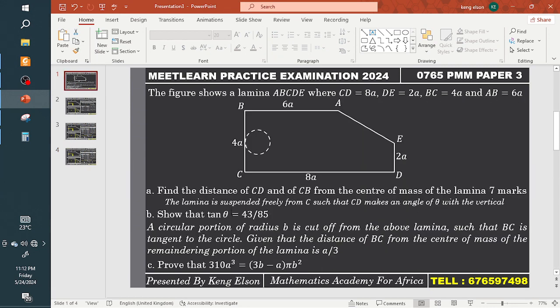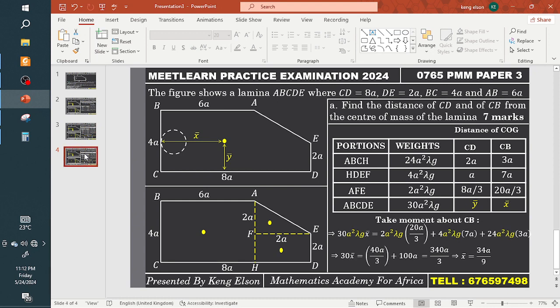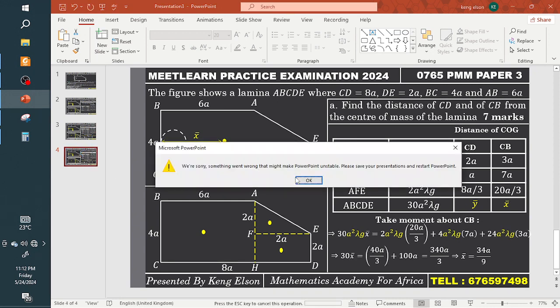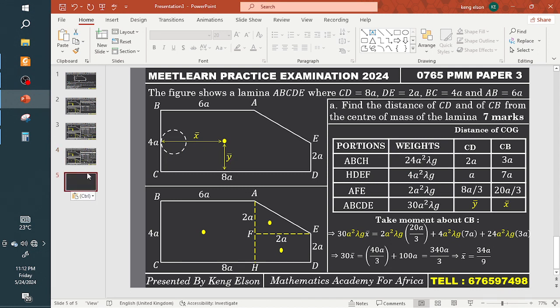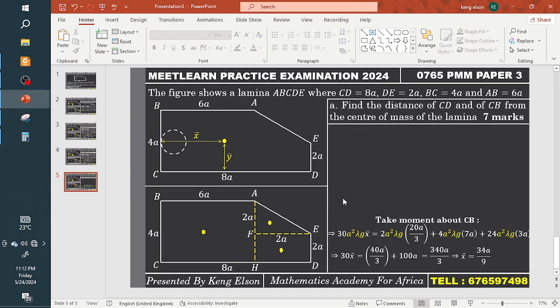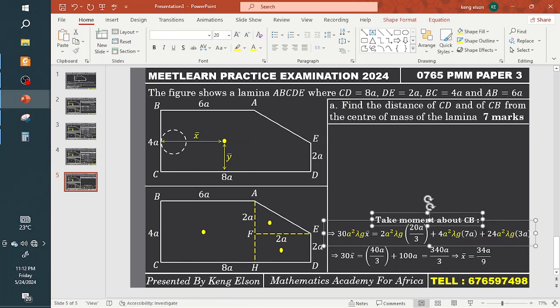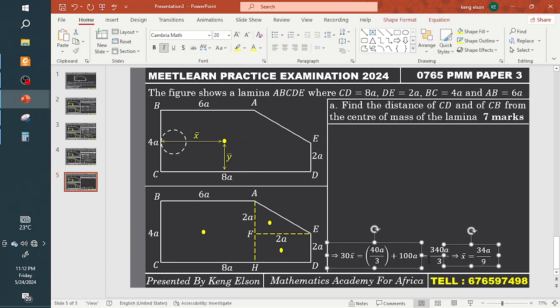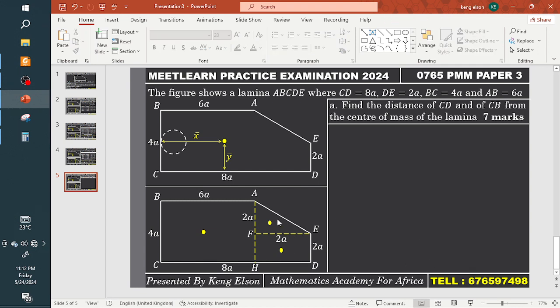Alright, now the next question: show that if the lamina is suspended freely from C such that CZ makes an angle of theta with the vertical, then tan theta is 43 on 85. So I'll copy the slide and paste. Then I don't need this table again. So I'll just select everything here and delete. Even this, I don't need. Delete. I don't need this also. Delete. Then we need a new diagram. So even this here, we are going to delete.